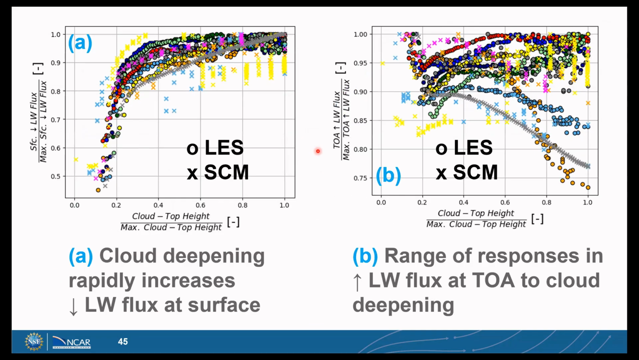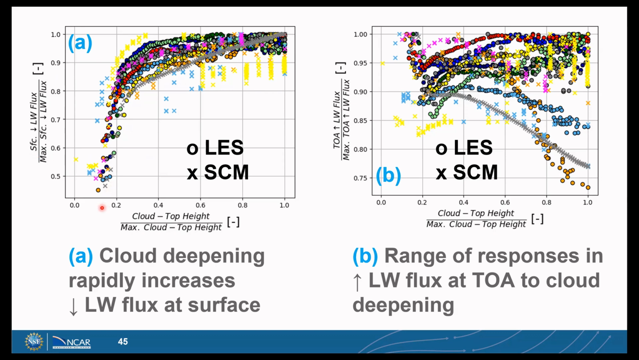Okay, now this is just radiative results. They're kind of interesting. I'm still wrapping my head around some of this. This plot is showing on the x-axis cloud top height over max cloud top height. This is just a way to normalize, because all of the models have different cloud top heights. And the y-axis is surface downwelling longwave flux over the max value. And this is, again, just to normalize.